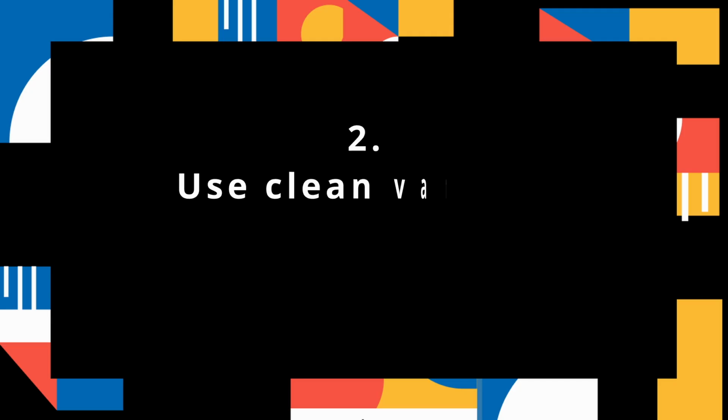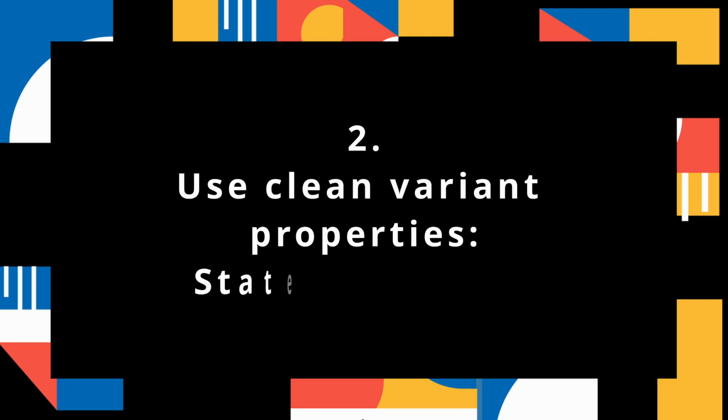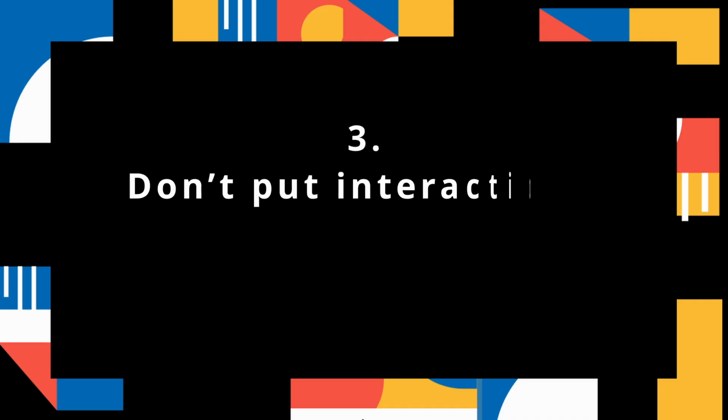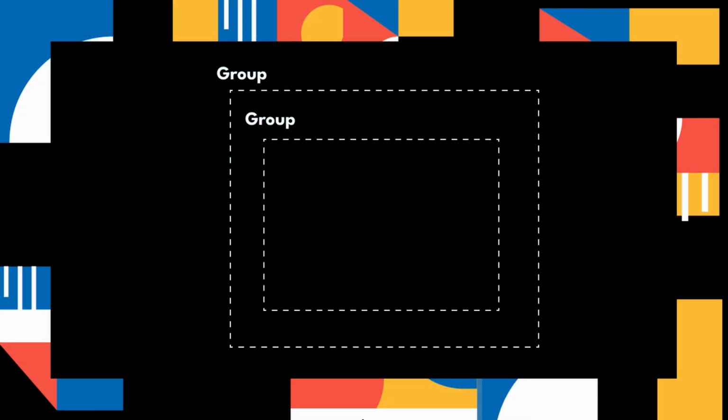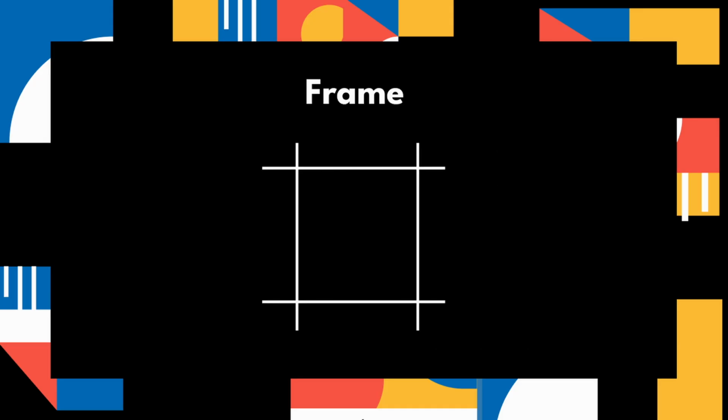Second, use clean variant properties, state, type, size to make it visually appealing. Third, don't put interactions in nested groups. It can break. For example, if there is a group, and you have created another group into it, don't put interaction within the groups. But if there is a frame, you can do so.